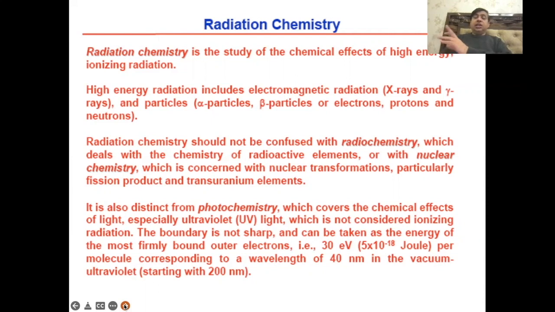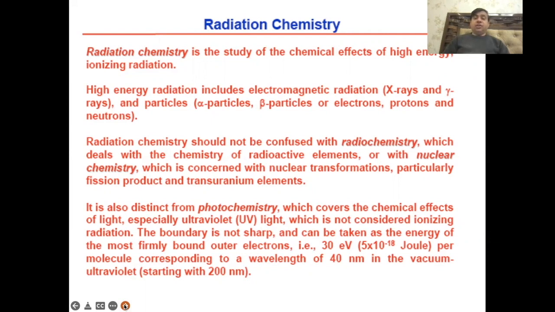Then there is another topic which is called photochemistry. We also distinguish radiation chemistry from photochemistry, because photochemistry covers the chemical effects of light, especially ultraviolet light, which is not considered ionizing in nature. That is a very critical distinction between UV radiation exposure and exposure from X-rays. X-rays are ionizing in nature, but UV rays are not.